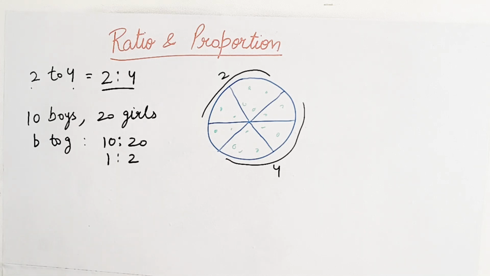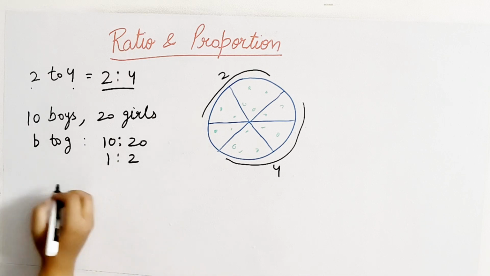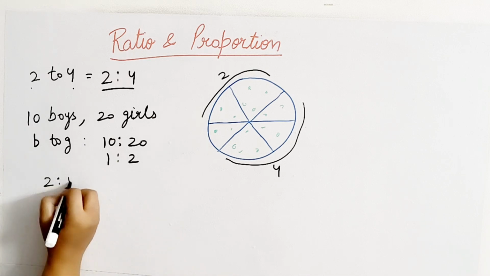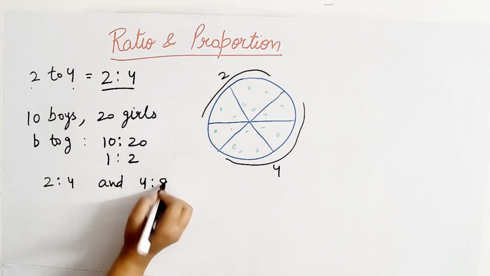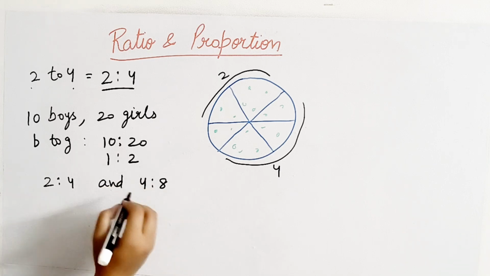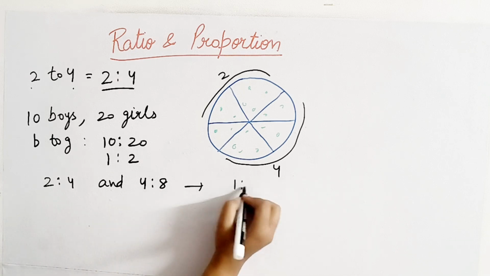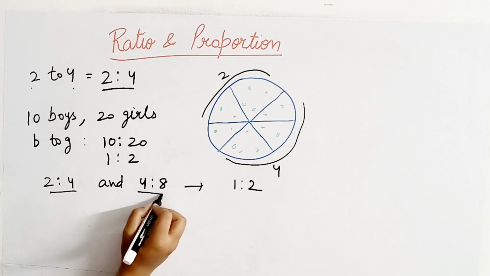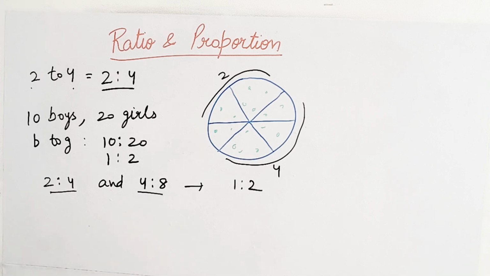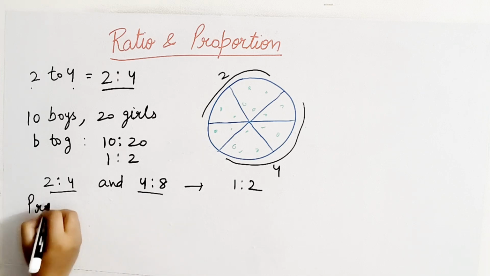But now comes the interesting part. What if two ratios are actually equal? Look carefully. 2:4 and 4:8 both simplify to 1:2. That means the two ratios are equal. And when two ratios are equal, it is called a proportion.